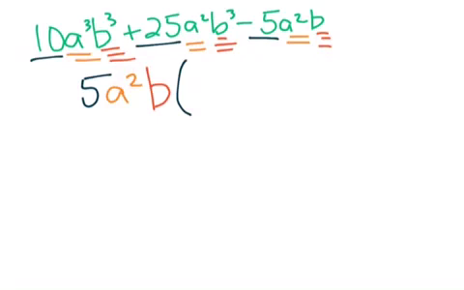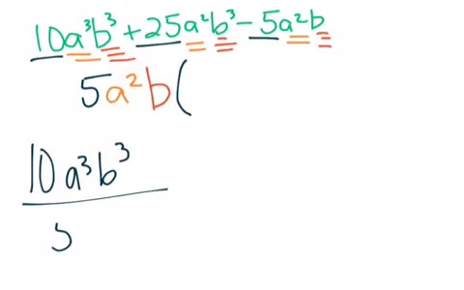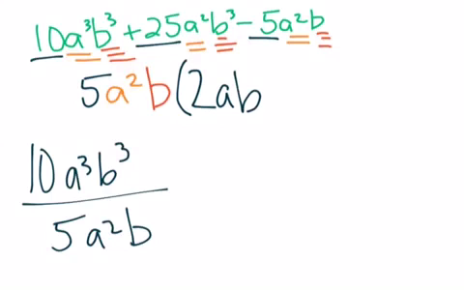Divide each term. So we're going to do 10a cubed b cubed divided by 5a squared b. 10 divided by 5 is going to give me a positive 2, or a whole number of 2. a cubed over a squared is going to give us 1a. b cubed over 1b is going to give us b squared. We have an addition sign next, so we're going to do addition.